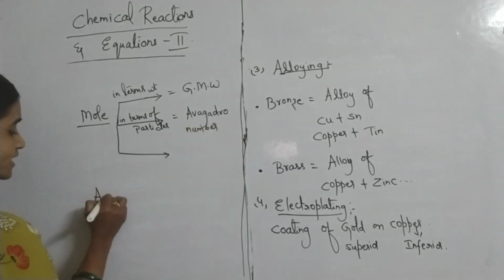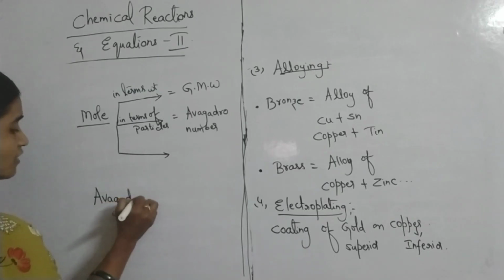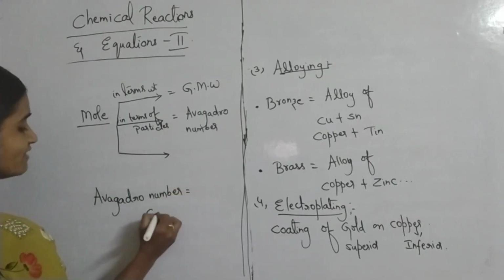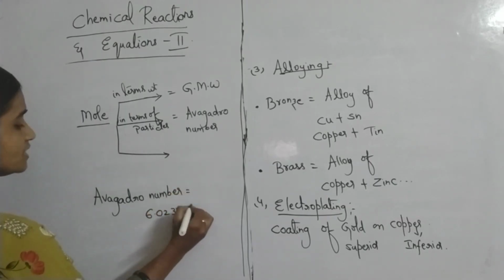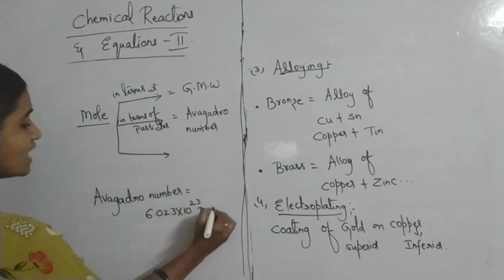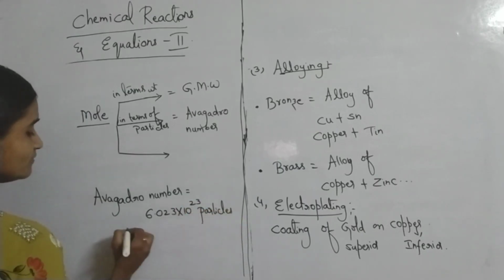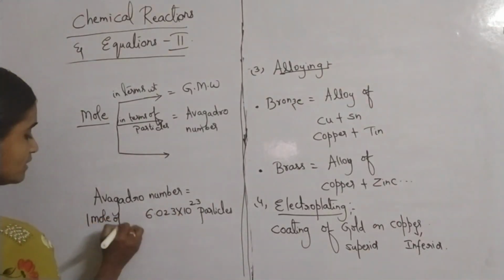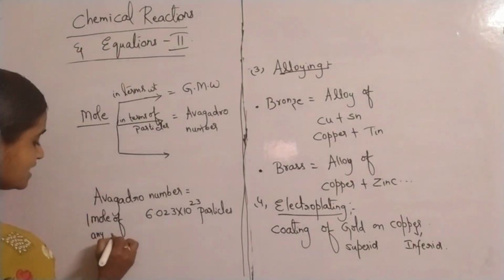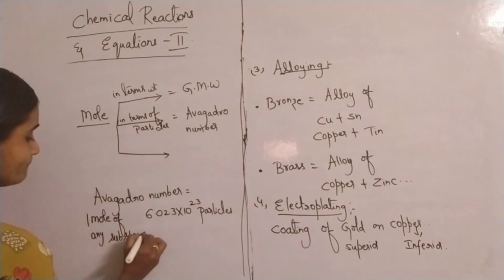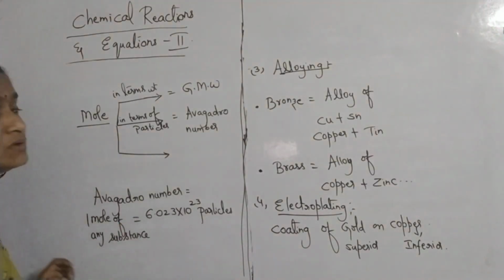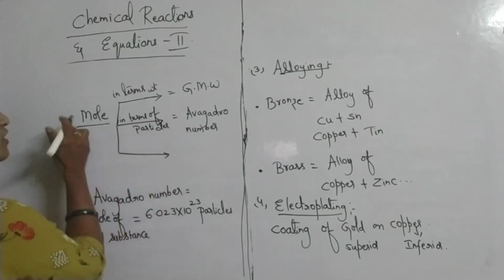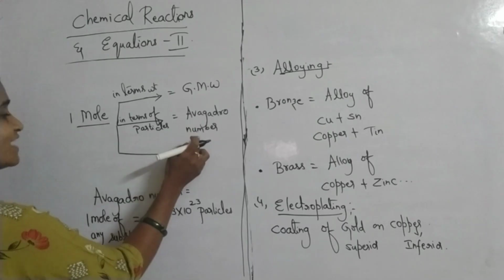Avogadro number is 6.023 into 10 to the power of 23. This number is called the Avogadro number. 6.023 into 10 to the power of 23 particles are there in 1 mole of any substance. In 1 mole of any substance, how many particles will be there? 6.023 into 10 to the power of 23 particles. So in terms of particles, 1 mole of any substance is equal to its Avogadro number.